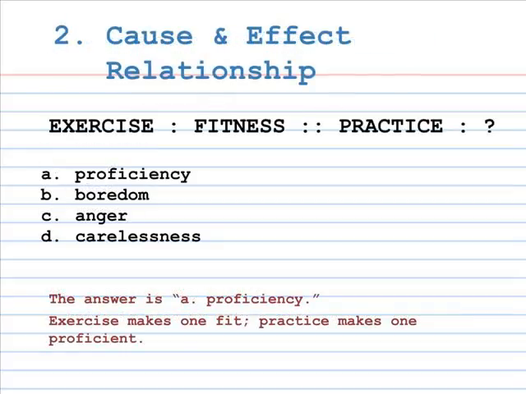Second, cause and effect relationship. Exercise is to fitness as practice is to: A, proficiency; B, boredom; C, anger; D, carelessness. The answer is A, proficiency. Exercise makes one fit. Practice makes one proficient.